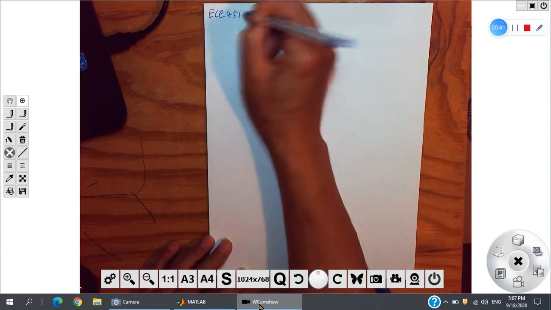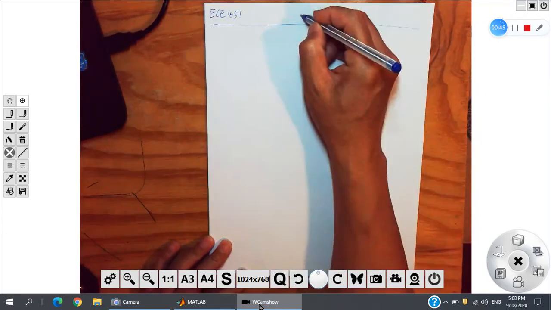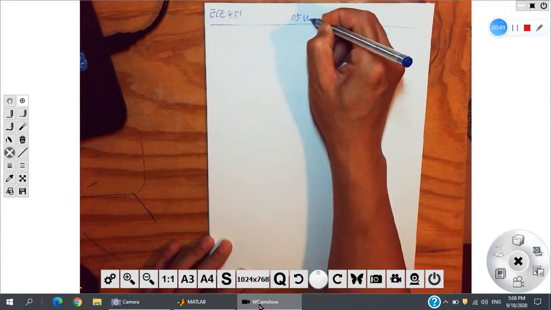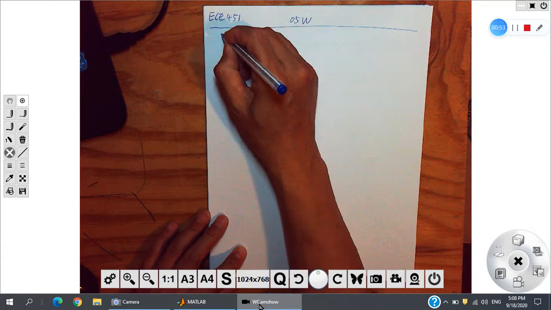ECE451. This is the lecture for the 5th week, the Wednesday's class, right? Okay, so we'll keep working on the root locus.